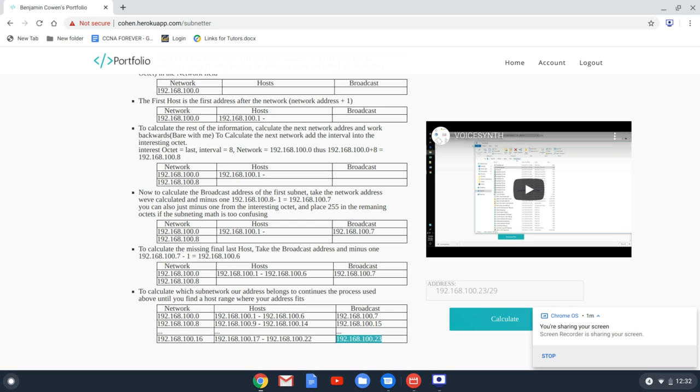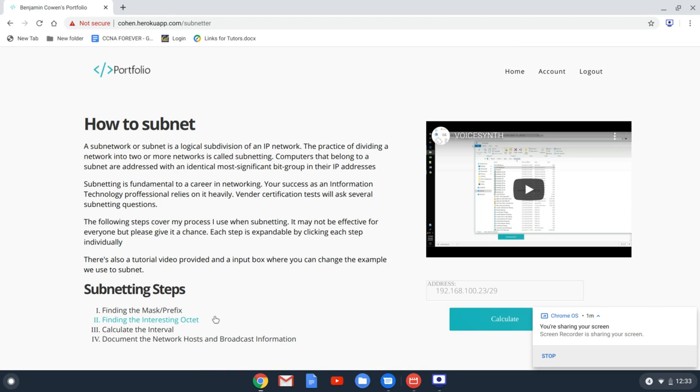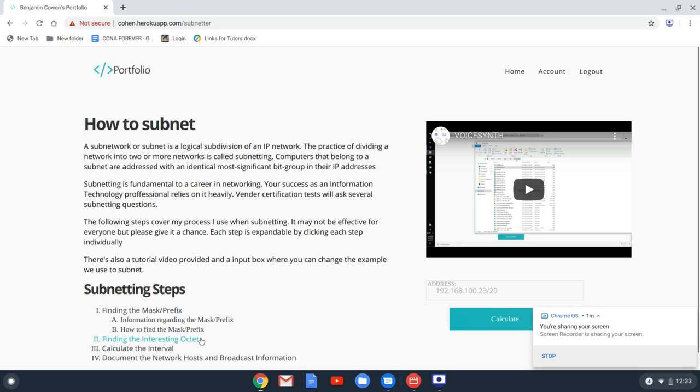So this is a calculator as well as an explanation. It gives you an explanation of the steps that are necessary, the procedures that are necessary to derive the correct answer for this kind of problem. So I basically broke it down into 4 steps, and then this thing will tell you what is necessary in those 4 steps, in each of those 4 steps.